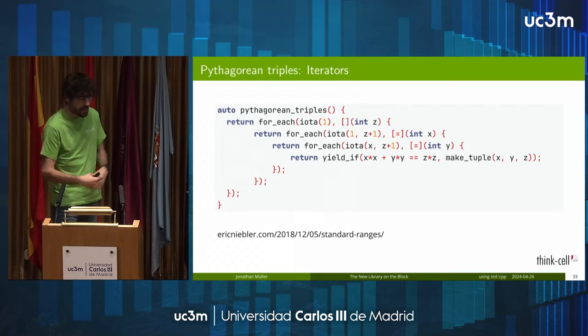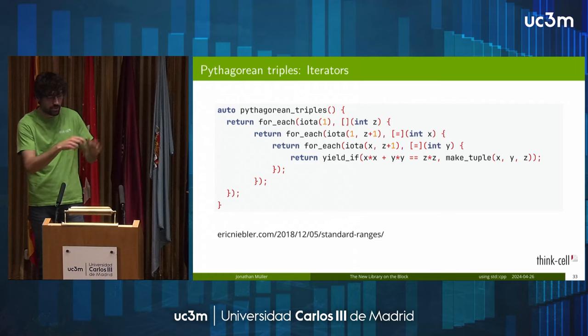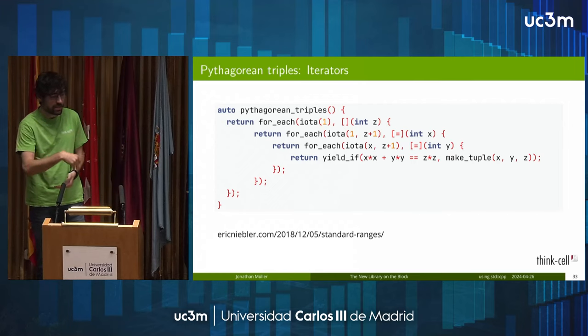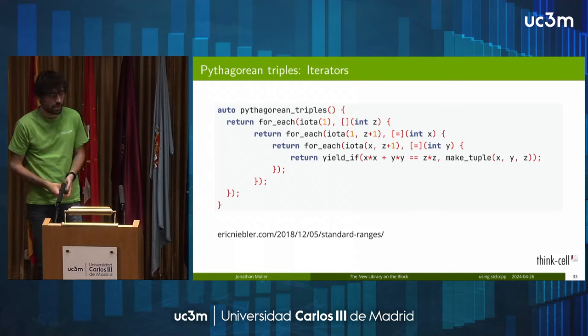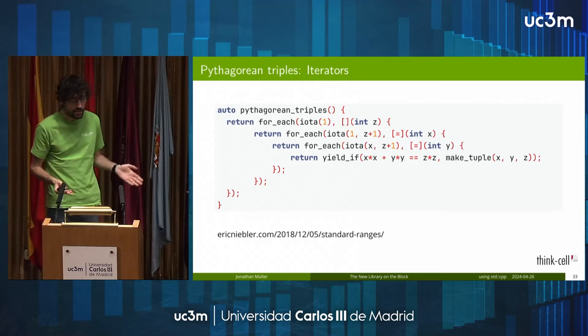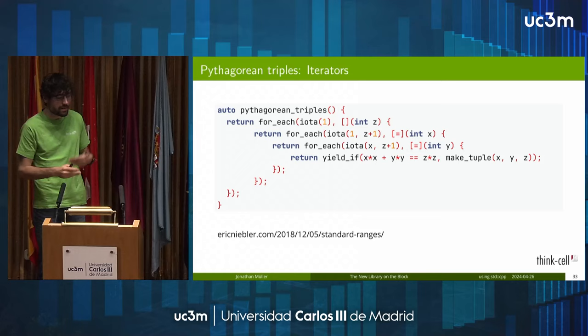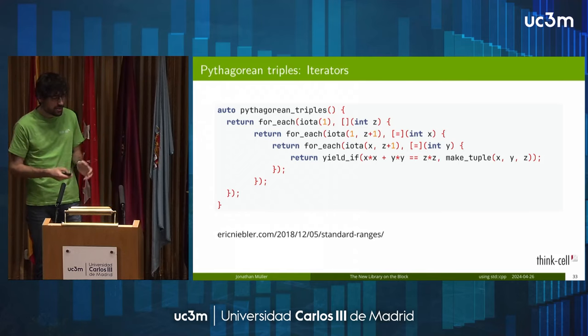So consider this classical example of Pythagorean triples using standard ranges. We want to yield all tuples x, y, z, where x squared plus y squared equals z squared. And we do that by iterating over the appropriate infinite ranges using the nested for_each, and then yielding all the values where the condition is true. And while this works, it's a bit annoying to write, compilers have trouble optimizing it properly, the compile times are bad, and things like that. So it's not really ideal.